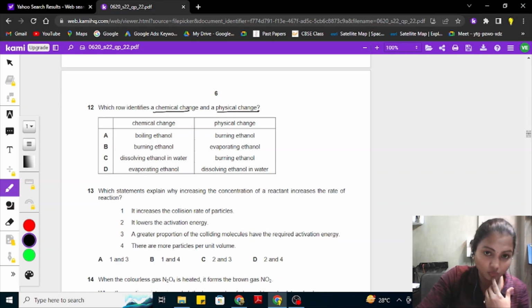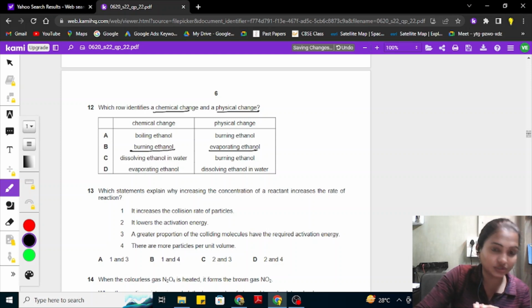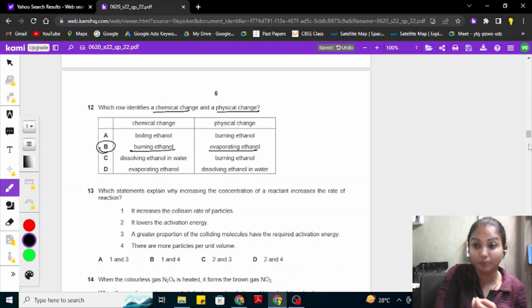Boiling ethanol, no. We are just changing the boiling point. Dissolving ethanol, this is just the dissolving part. Evaporating, again, it's just a change in the physical state. Burning ethanol, physical change, no. Burning ethanol, no. Dissolving ethanol, yes, it can be, but it should match with the other option also. So it's evaporating ethanol, and here we get the 12th, option number B.